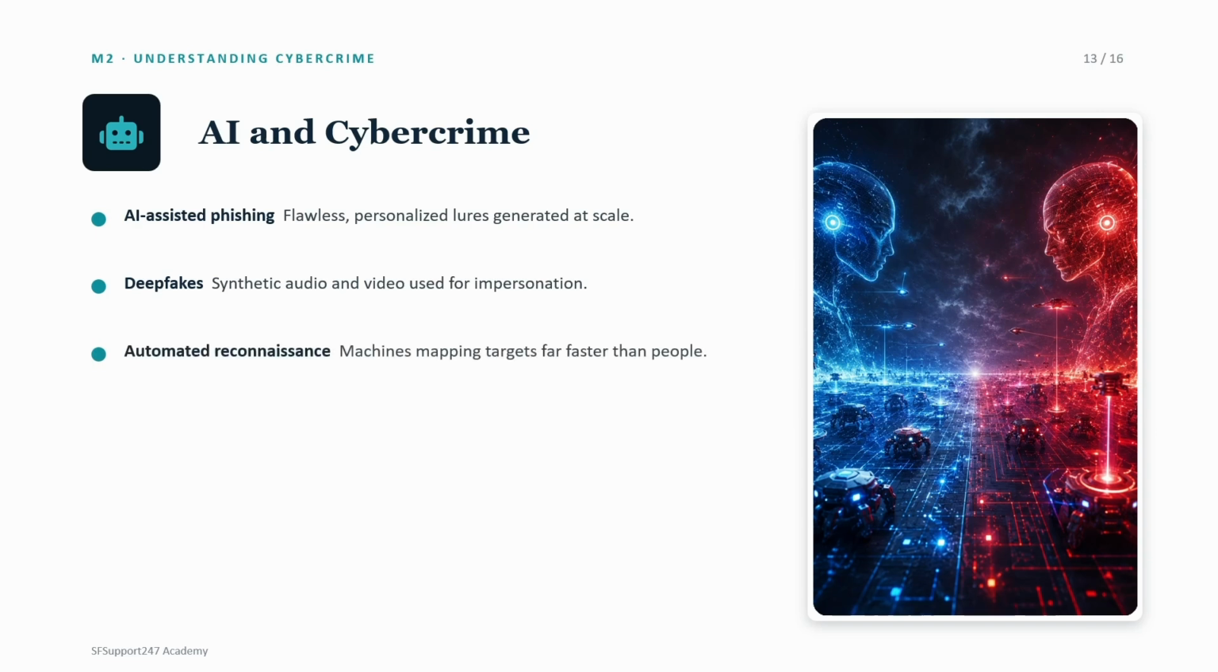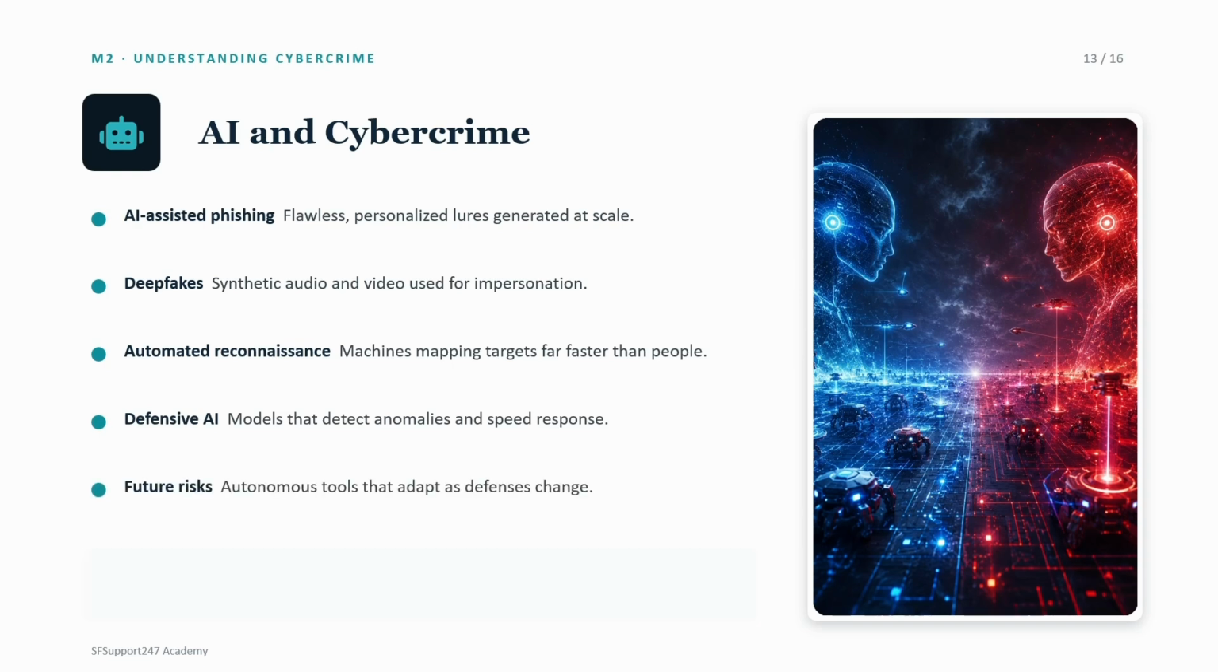Automated reconnaissance means machines mapping targets far faster than people. Defensive AI models detect anomalies and speed responses. Future risks: autonomous tools like we discussed, autonomous AI agents, are going to be a future risk, or maybe already happening but not yet popped up. But just for context, in 2024, a finance worker paid around 25 million after a deep fake voice video call impersonated executives.